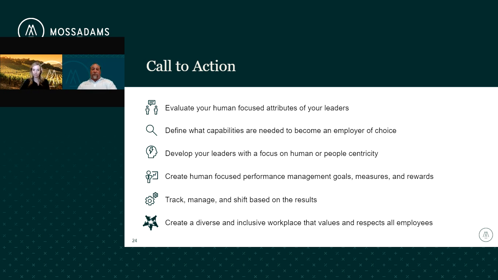Create human-focused performance management goals, measures, and awards. As we go to a lot of our clients, especially some of the smaller clients, they haven't really grasped the concept or put frameworks in place around performance management. But it's a major indicator, and it doesn't take a ton of work. You can do it fairly simply, and it gives you great visibility into who your workforce is, the value that they're bringing to the organization, and it provides some very tangible metrics.